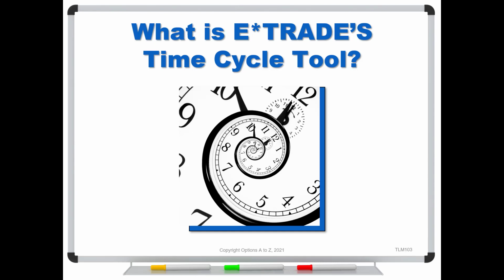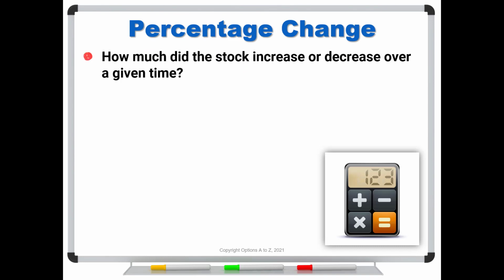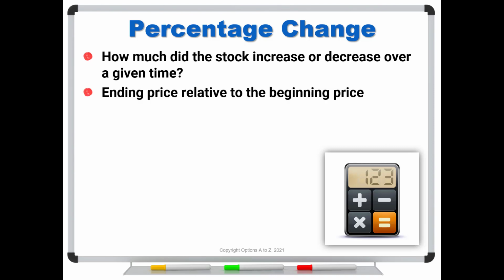So the thing that you're going to be looking at, for a little refresher, is the percentage change. What we're trying to figure out is how much the stock price increased or decreased over a given time. That's what this tool is going to show you. I've talked about this before, but for a quick review, let's look at the calculations. You're going to be comparing the ending price relative to a beginning price. The ending price is whichever price you're interested in compared to some previous price.